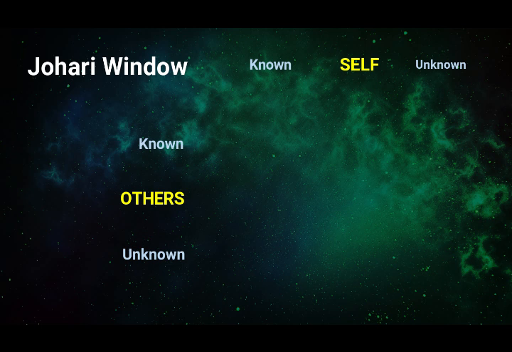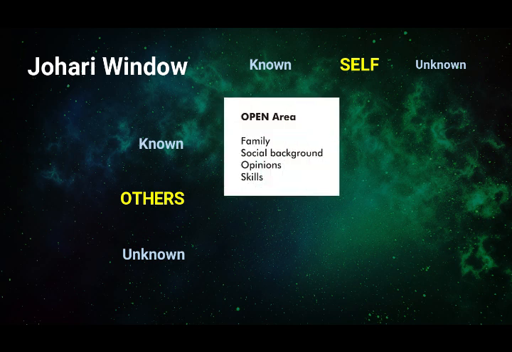So the known area is basically an open area, an area which is known to self as well as known to others. For example, your family, your social background, your opinions, the skills that you carry, whether you're a good singer, a good dancer, a good sportsman. These are general things which are known to self as well as to others. So this is an area of known. The other area is unknown for self but known for others. This is where society starts giving you inputs. This is called the blind area.